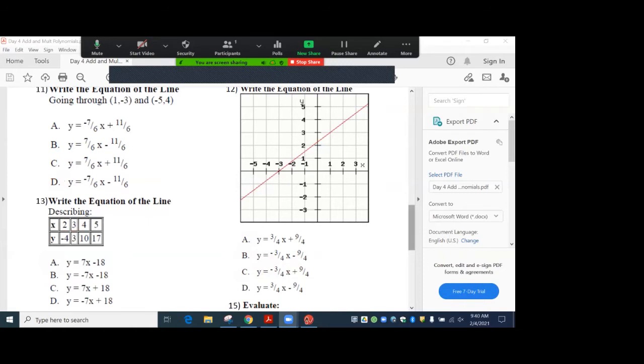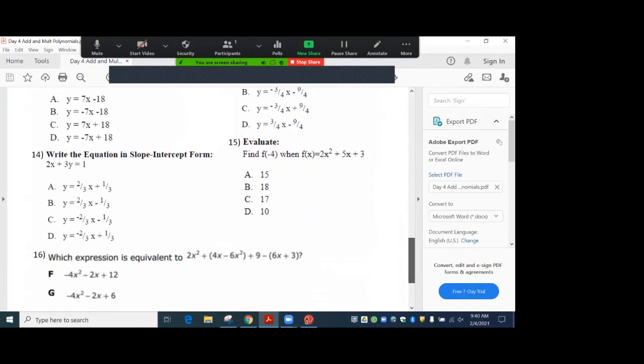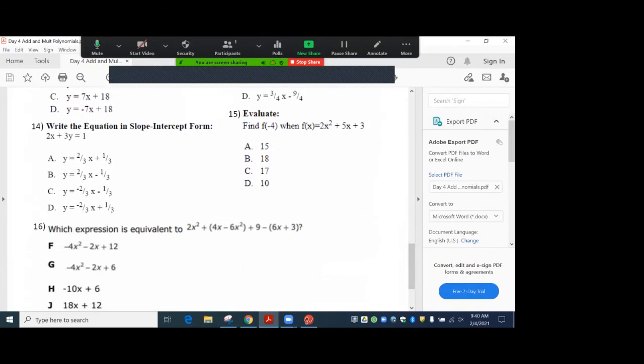All right, what do we got down here? Okay, we do not consider 14 to be easy at all.